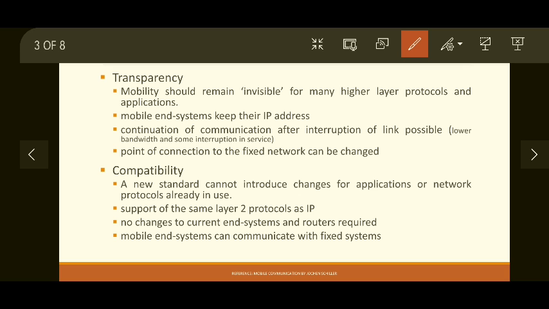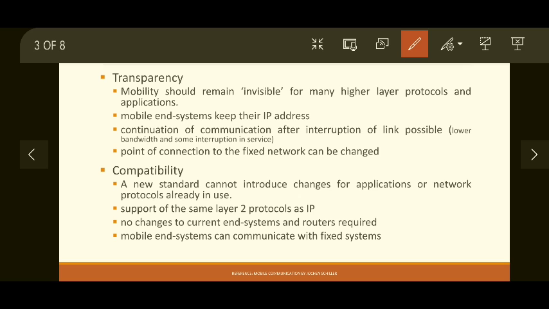Similarly regarding the session layer, sessions should not be modified. Maybe slight changes in the presentation layer: presentation may be adapted for mobile users, and routing protocols should also be adapted, but existing protocols should not be completely abandoned. So the new version should be compatible with the older versions.